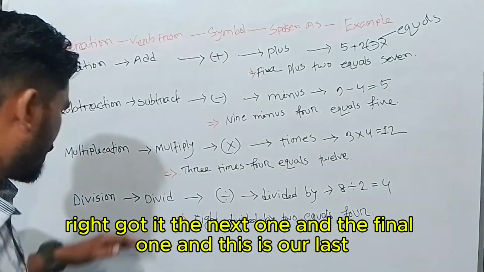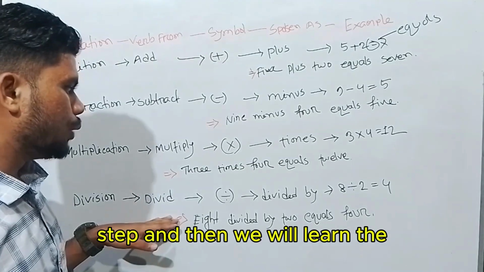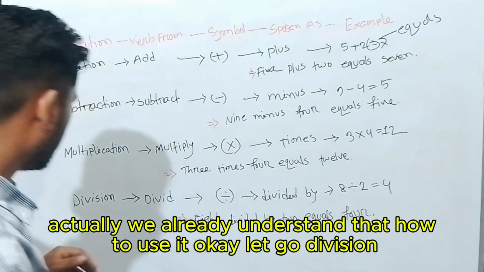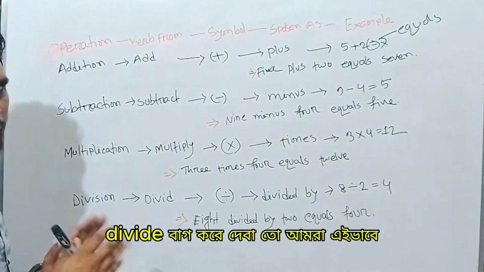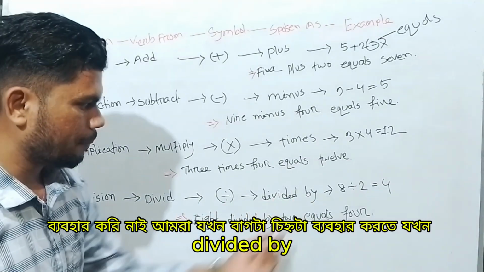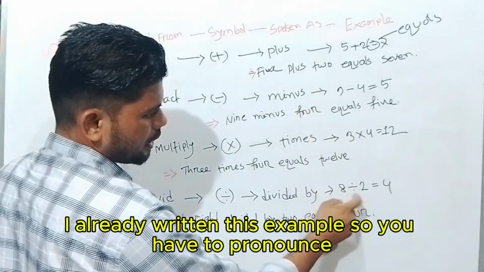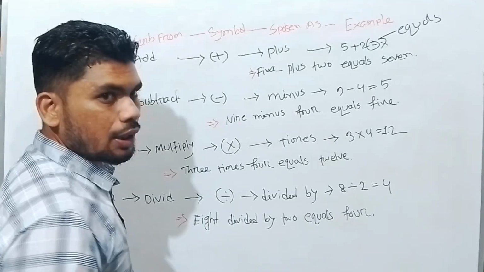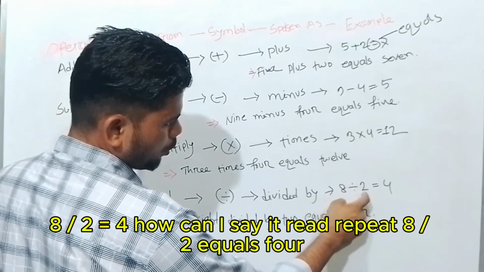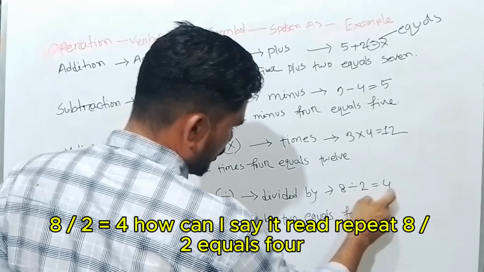Right, got it. The next one and the final one, and this is our last step, and then we will learn, actually we already understand how to use it. Okay, division, divide, that is, to split. We don't use it this way, when we use the division symbol we say divided by. So how can I say it? This example, I have already written, so you have to pronounce it with your mouth. Okay, 8 divided by 2 equals 4. How can I say it? Repeat. 8 divided by 2 equals 4.